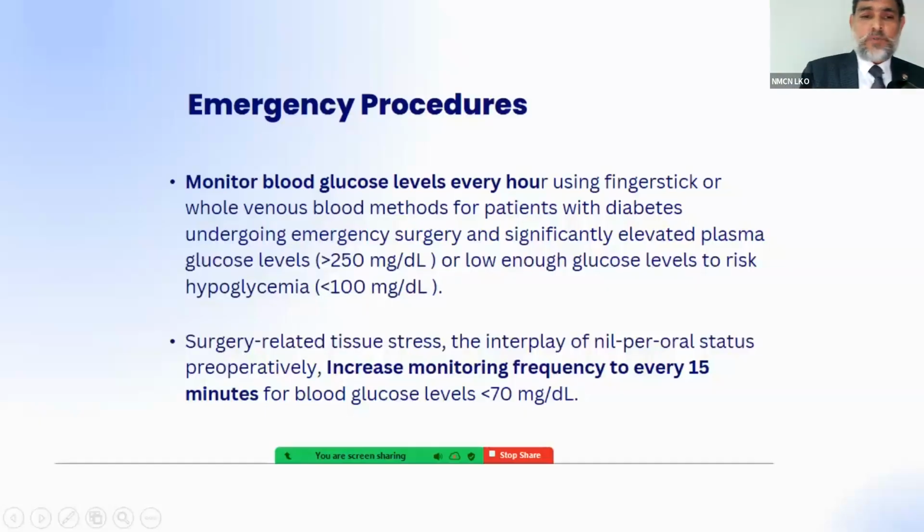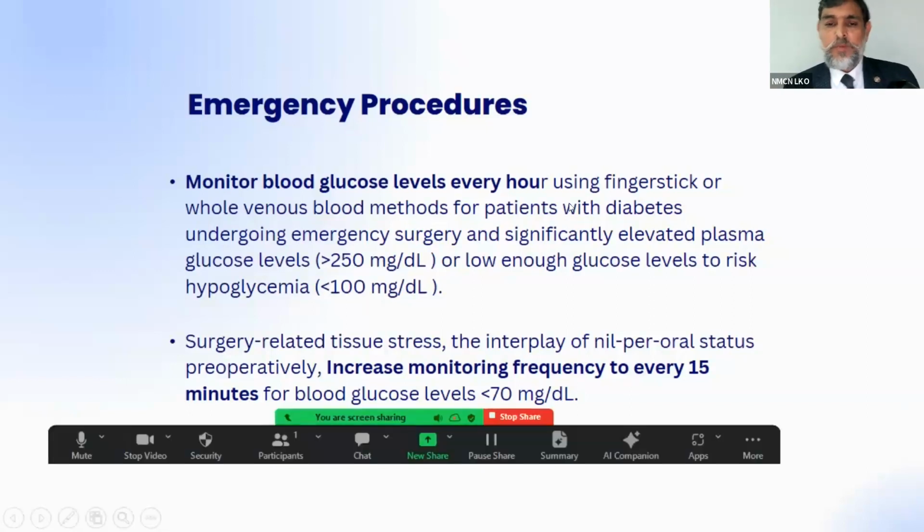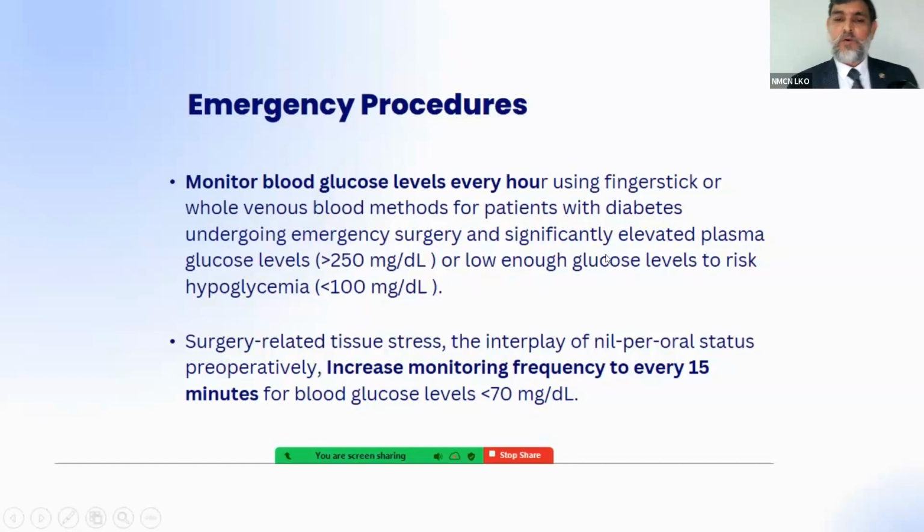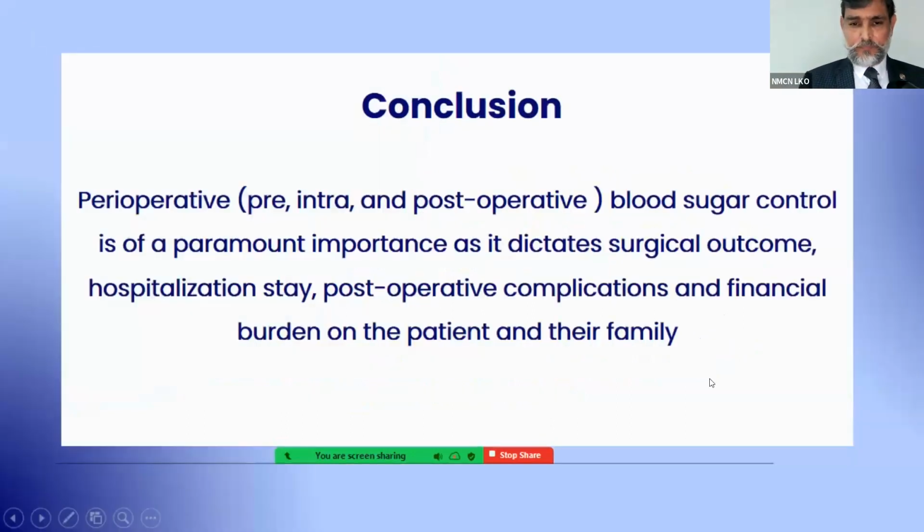Then some emergency procedures require further attention, like monitoring blood glucose level every hour using finger stick or SMBG. And blood sugar should be kept between 80 and 180, or 80 and 100, or 150, according to the situation.